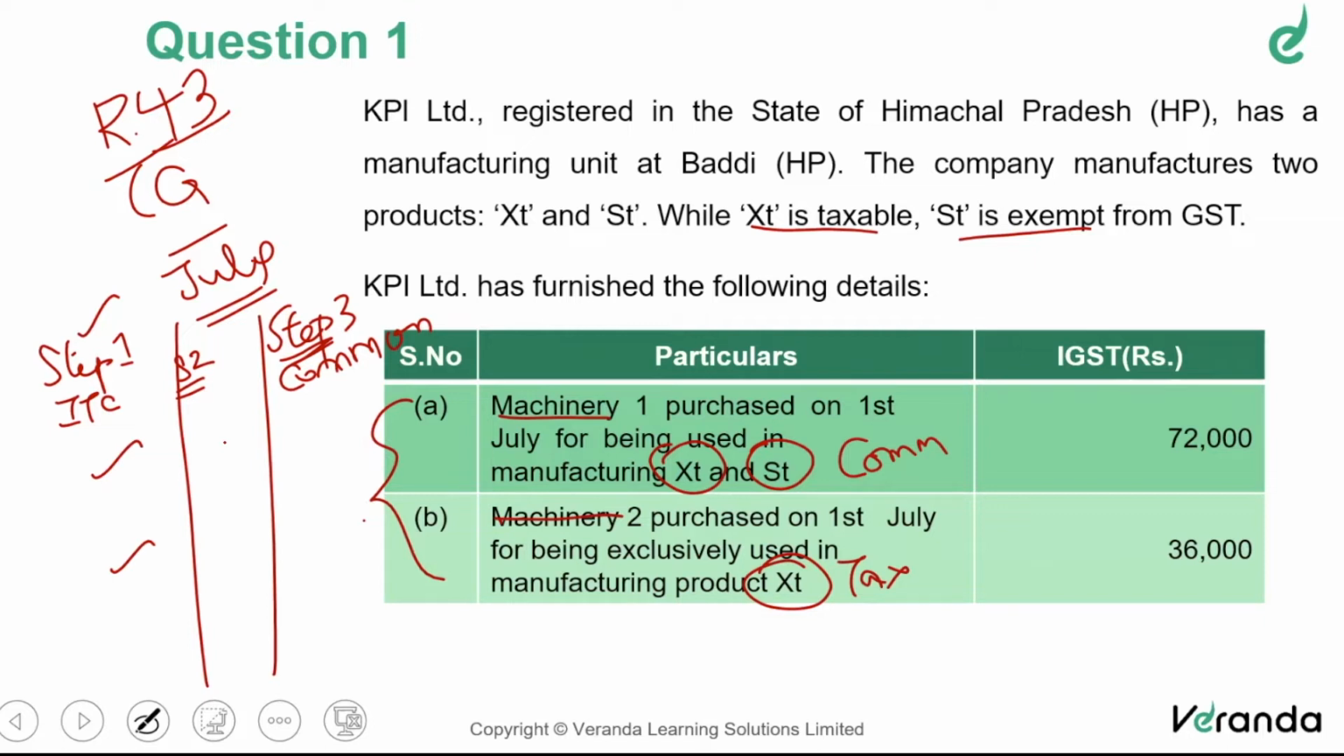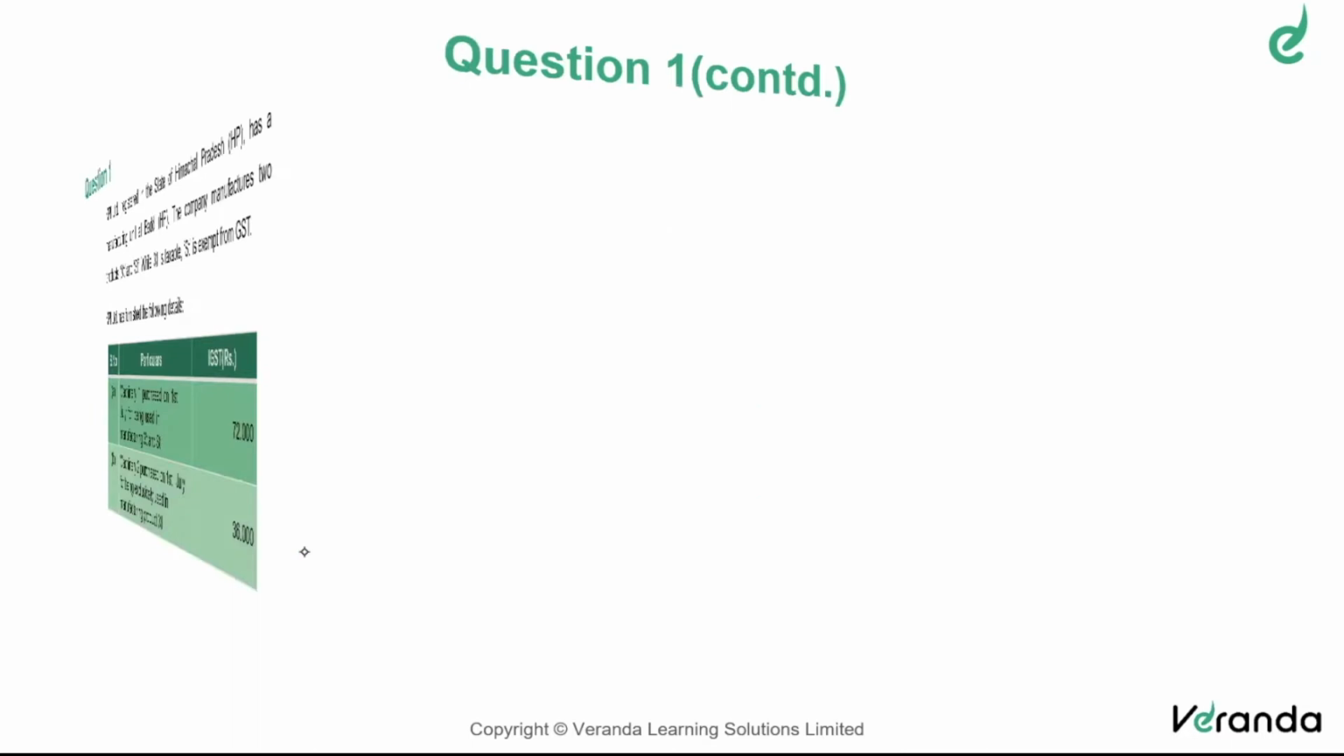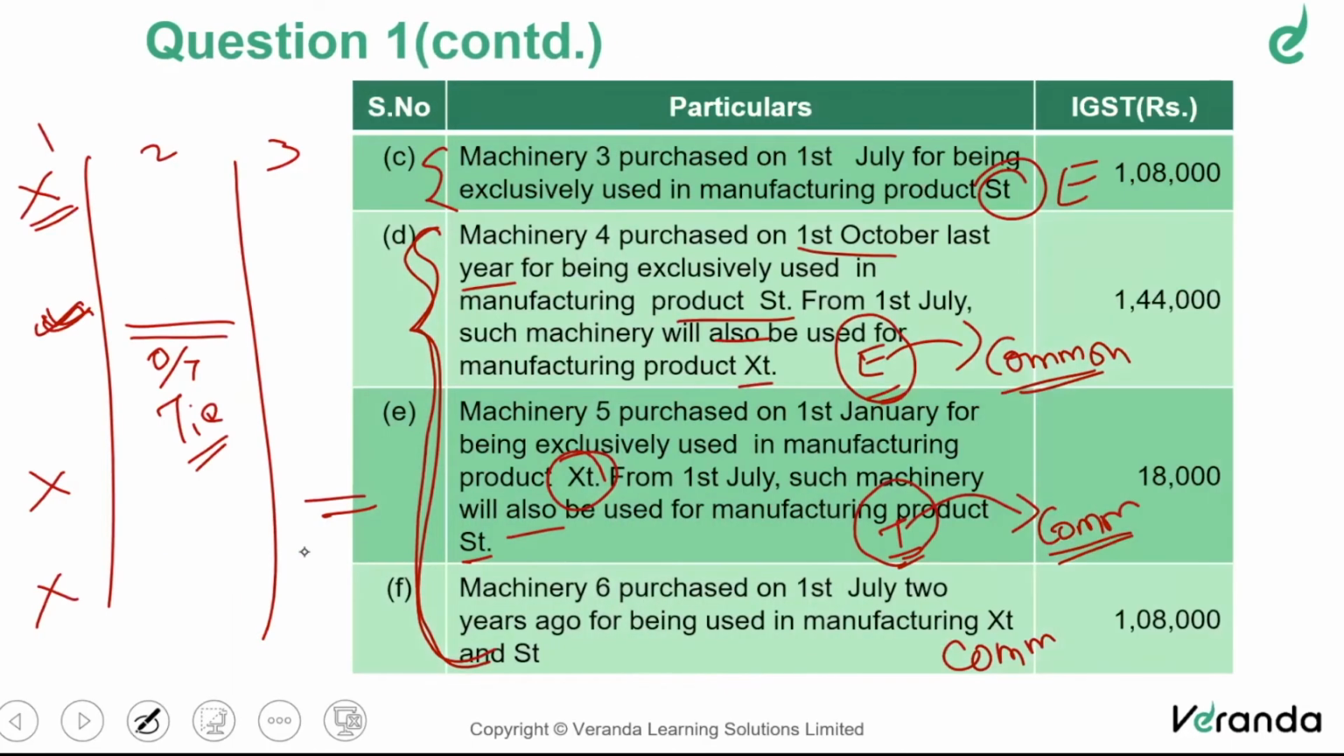You tell me. Will the first one come as common? Yes. Capital goods. Yes. Everybody, yes? Yes, sir. Because purchase using current period, new machinery, and it is directly used for common. No doubt. Second one, no. Third one, no.